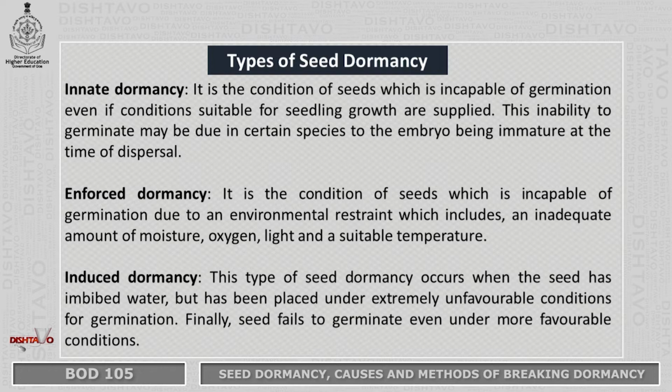This type of seed dormancy occurs when the seed has imbibed water but has been placed under extremely unfavorable conditions for germination. Though the seed has imbibed water and was later placed under unfavorable conditions, the seed fails to germinate even under more favorable conditions later on, because the seed earlier faced unfavorable conditions after it had already imbibed water, which forced the seed to show lack of germination under favorable conditions later.